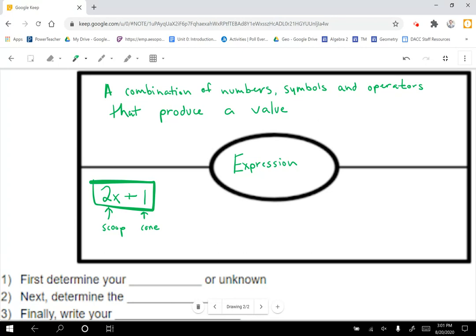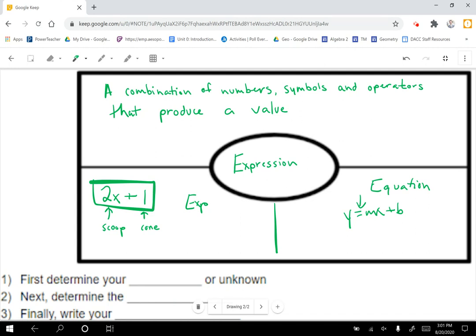What an expression is not is an equation. So expressions and equations are different. The easiest way to tell the difference between them is an equation has an equal sign. So if you're looking at an equation like y equals mx plus b, that's an equation. It has an equal sign. That is not an expression.